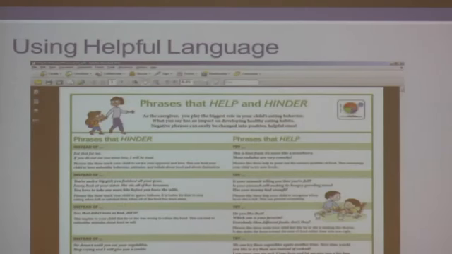All right, so just using helpful language. I'm sure you're not going to be able to see this on your handout. It's probably too small. Is that right? Yeah. Okay. All right. So just always bringing positive language into the mix.